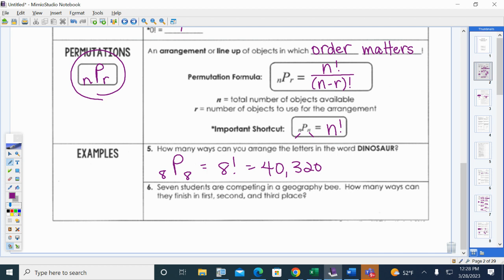Number 6 says 7 students are competing in a geography bee. How many ways can they finish in first, second, and third place? So again, we are picking for specific spots: first place, second place, and third place. So that's what tells me this is a permutation. Because remember that in a permutation, order matters. So permutation, I've got 7 students, and I'm only going to choose 3. 1 for first place, 1 for second place, 1 for third place.